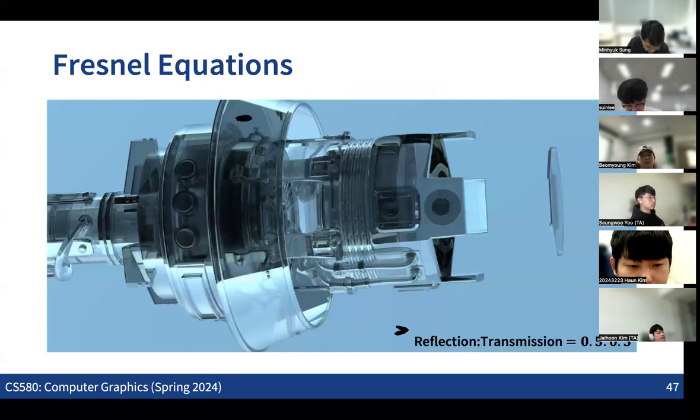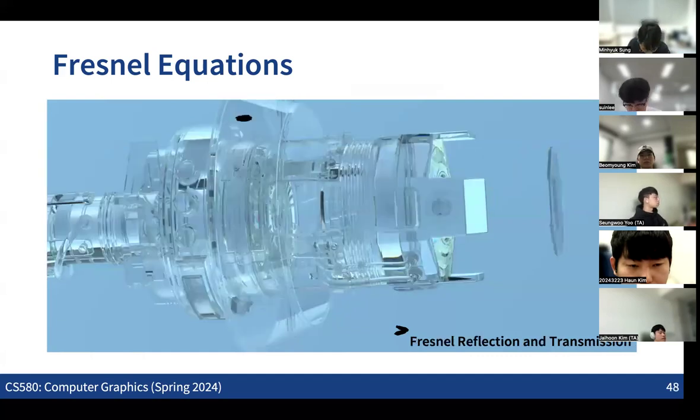So this is the case when you just divide the fraction of the reflection, so that the reflection is half and half. But when you calculate the proportion more correctly using the Fresnel equation, then we can see a more realistic image.